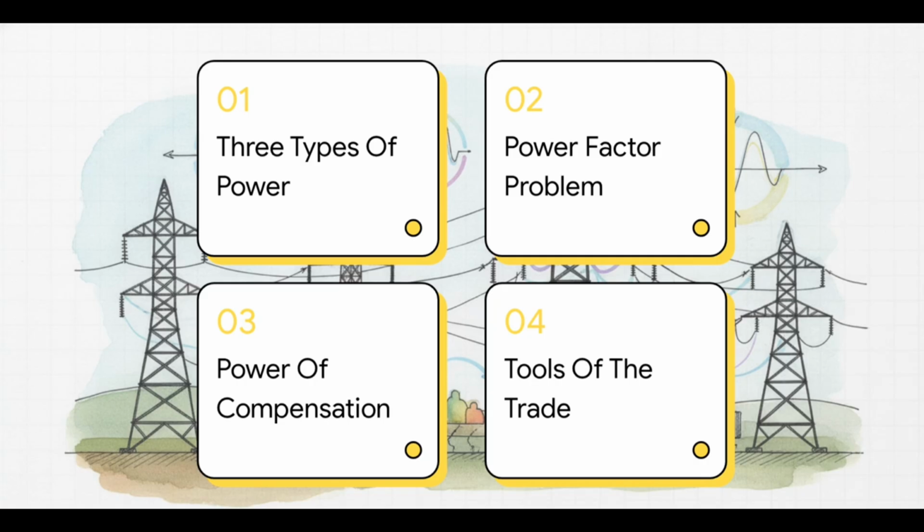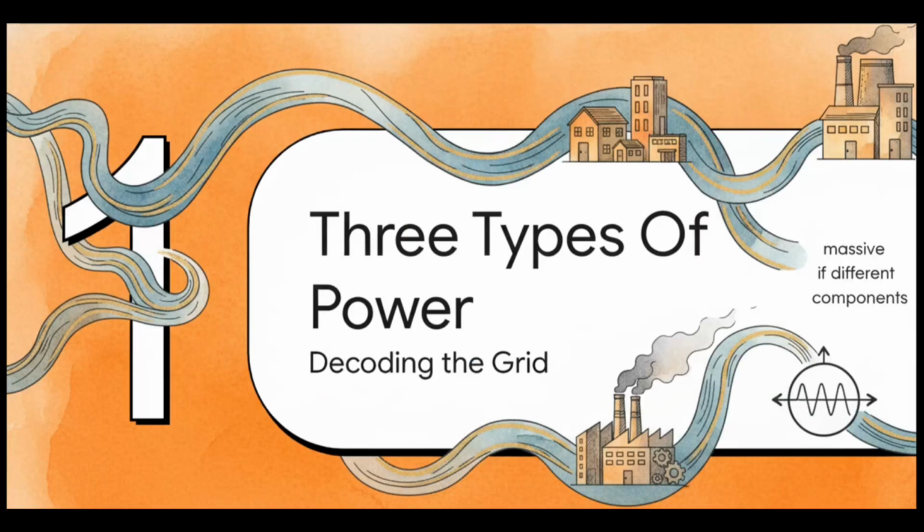1. The three types of power. 2. The power factor problem. 3. The power of compensation. And finally, 4. The actual tools of the trade. So, Section 1. The three types of power.